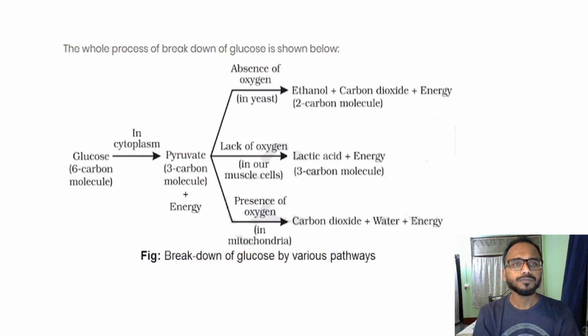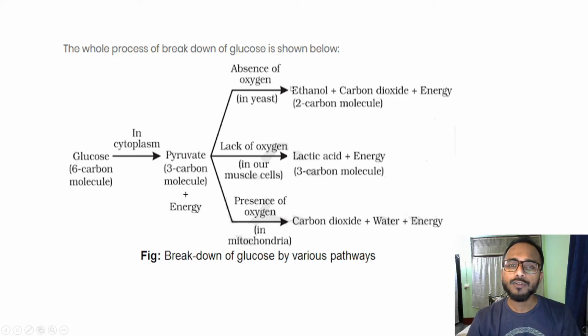Understood till here? Now see, this is a pictorial representation. You can go through your book also. The same picture is given. I have taken it from your book. A glucose, which is a 6 carbon molecule, is broken down in the cytoplasm. It is broken into a 3 carbon molecule, and the name is pyruvate, plus some energy.